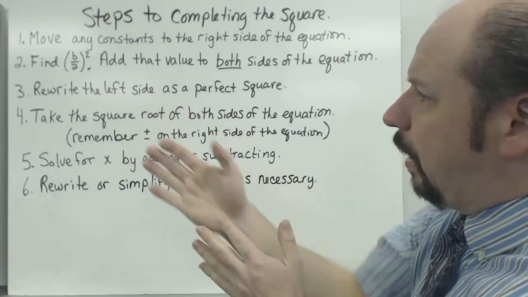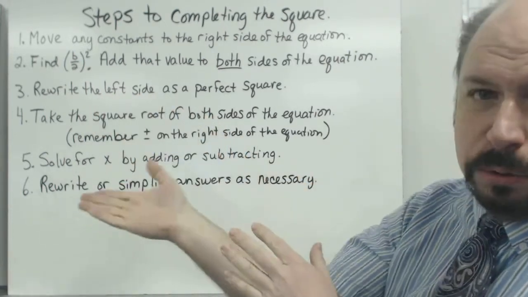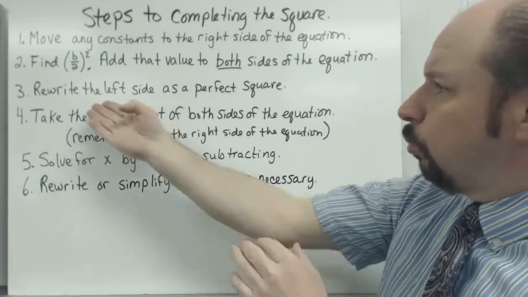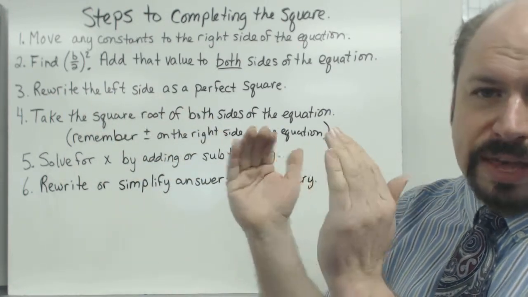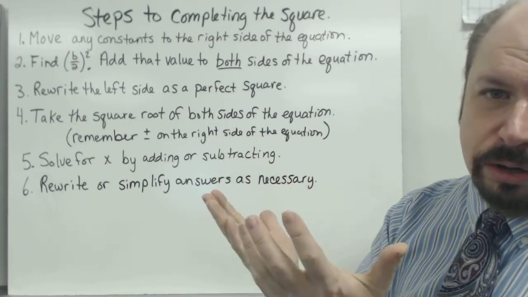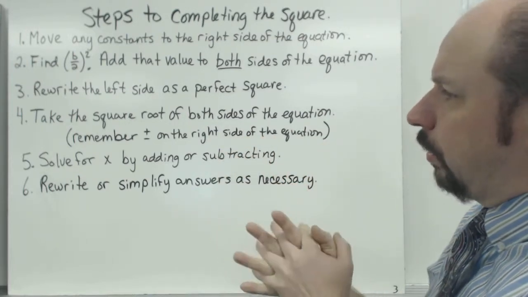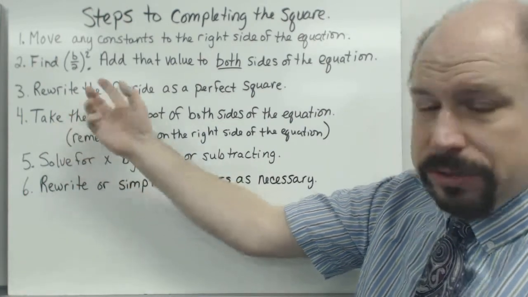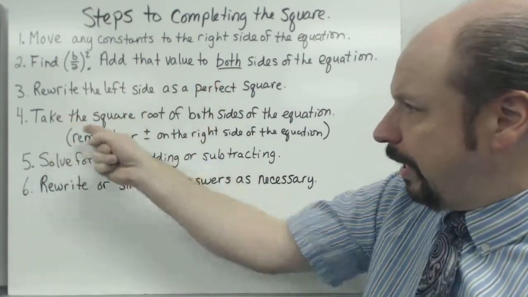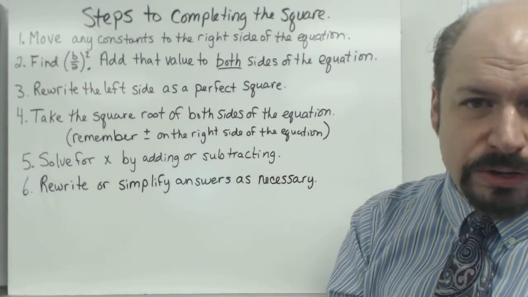Okay, now, third step, just like what we did in the previous examples, rewrite the left side as a perfect square. So that's (a + b) quantity squared in this case. Now once we have that quantity squared, because remember what we're doing is solving, we can now take the square root of both sides of the equation.